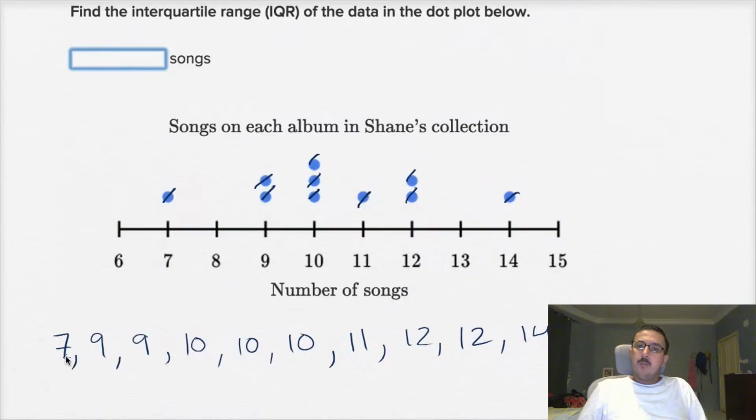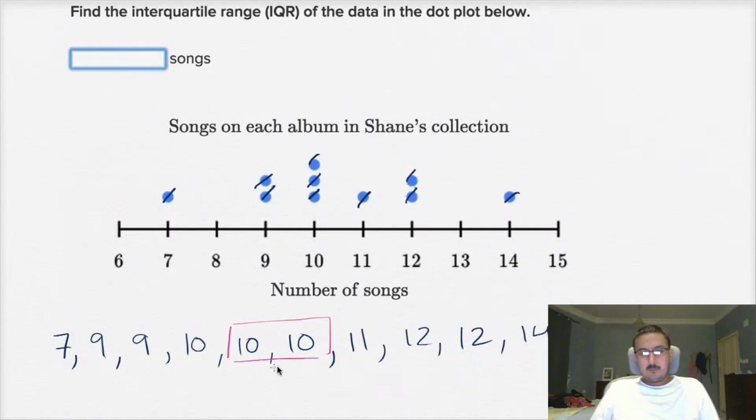So we could see, okay, this album has 7 songs, this album has 9, this album has 9. And the way I wrote it, it's already in order. So I can immediately start calculating the median. Let's see, I have 1, 2, 3, 4, 5, 6, 7, 8, 9, 10 numbers. I have an even number of numbers. So to calculate the median, I'm going to have to look at the middle 2 numbers. So the middle 2 numbers look like these 2 10s here, because I have 4 to the left of them and then 4 to the right of them.